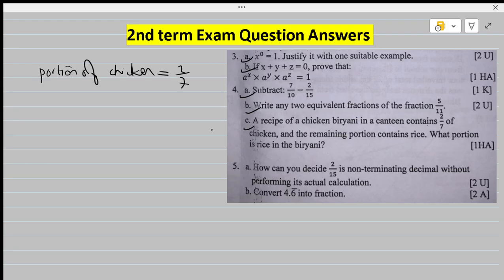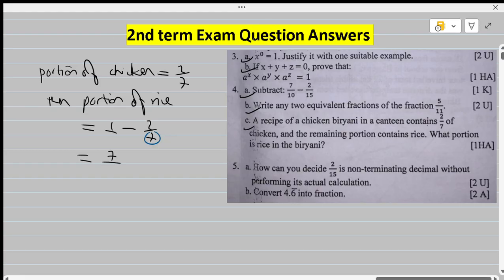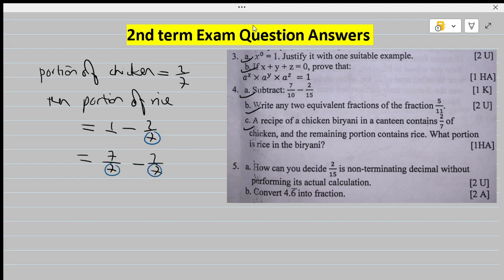So the remaining portion is rice. It means from the whole portion we have to subtract the portion of chicken. So the portion of rice is equal to the whole portion 1, and from that we deduct the portion of chicken, 2 by 7. The denominator is 7, so 1 we also make 7 by 7, to bring the same denominator. So we get 7 as LCM. So 7 minus 2 is 5 by 7. So the portion of rice is 5 by 7.